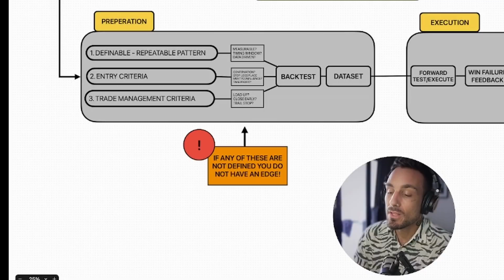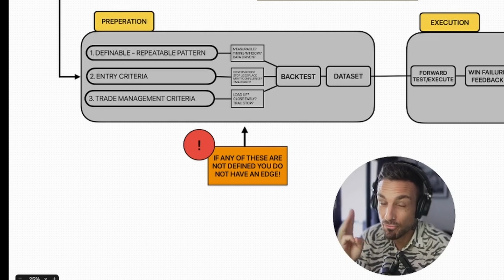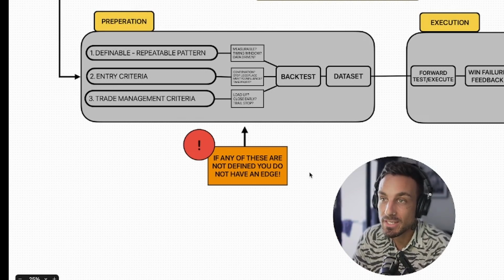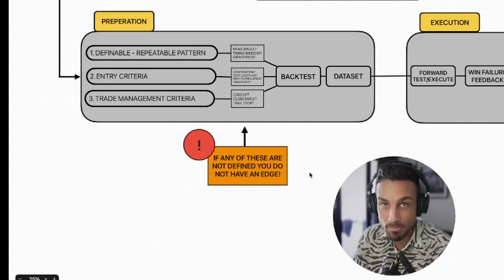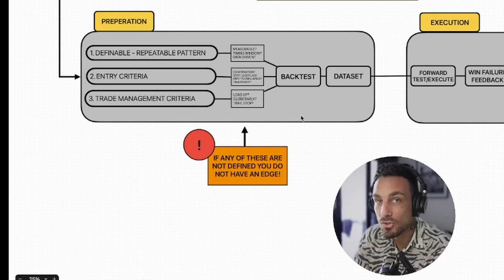I promise you that. In order to create an edge in the market, there's basically three different things that we must have. The one thing that we must have is a definable, repeatable pattern. So that means it needs to be measurable, it needs to have a timing window, it needs to be data driven, meaning that you are able to see over a long period of time that this pattern occurs with a certain expectancy.